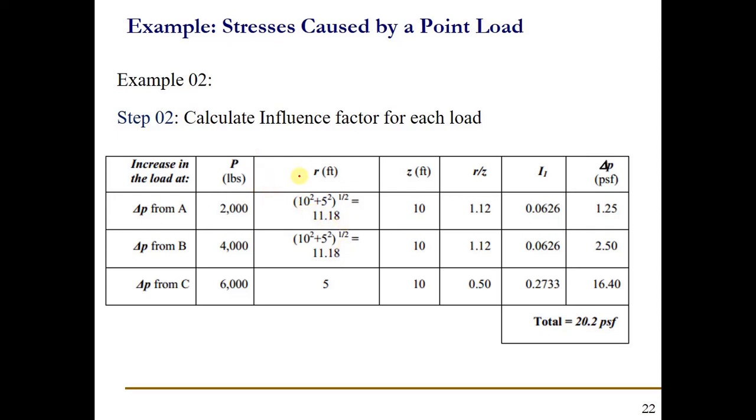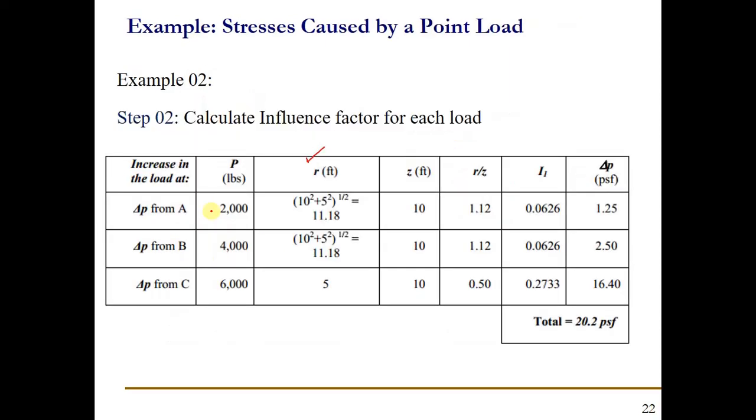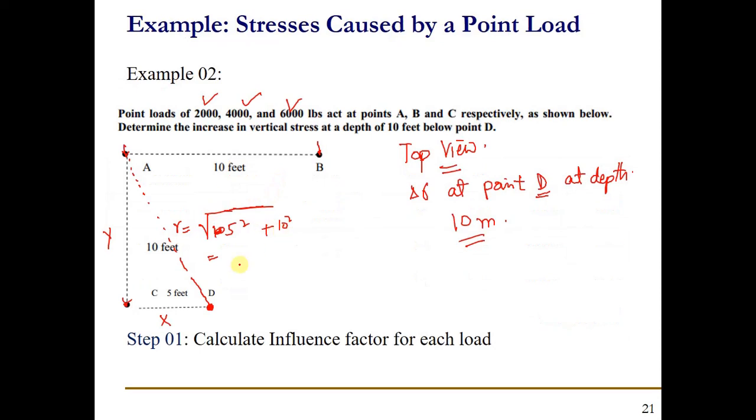For example, this is the resultant. We need to find out the x and y values. So this is the x and this is the y value. R will be equal to the square root of 10 squared plus 5 squared, which will be equal to 11.18.